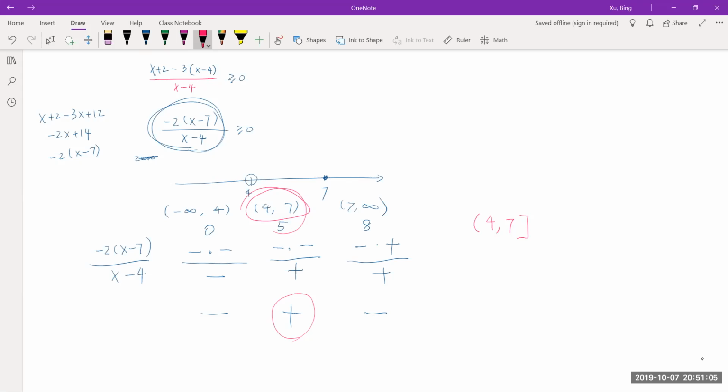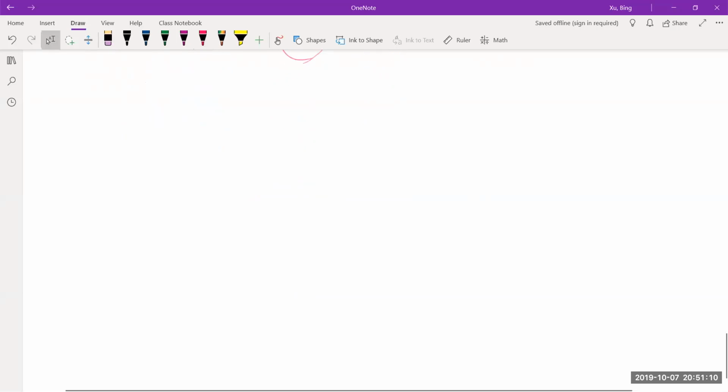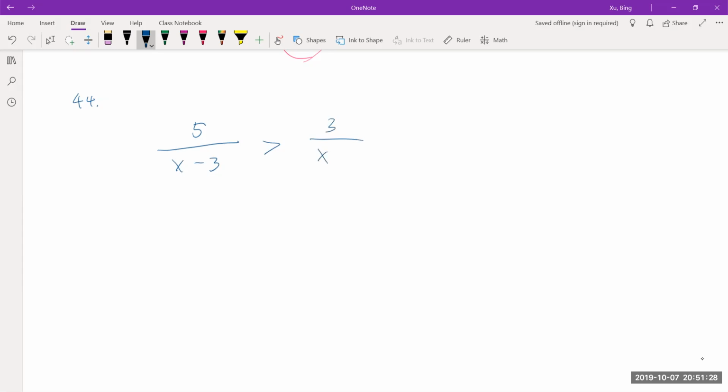Now, the next problem I want to go over is number 44. Number 44 in the textbook goes like this: 5 over x minus 3 is greater than 3 over x plus 1. All right, this one looks pretty complicated. Well, first thing, we want one side to be 0, and the other side to be one fraction.